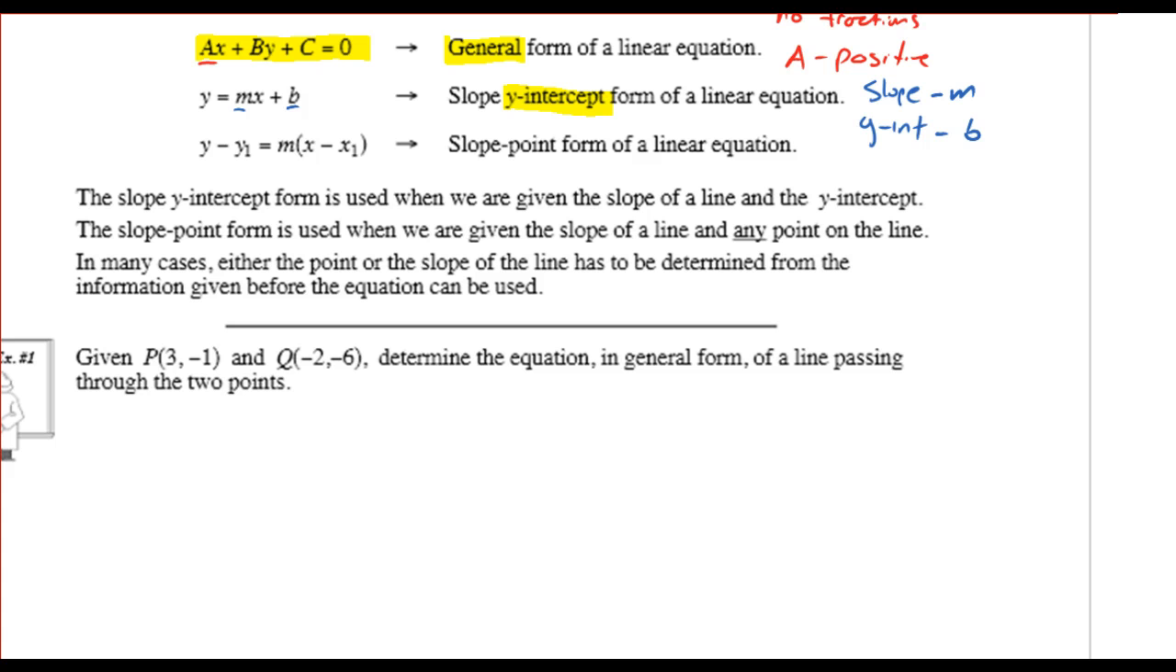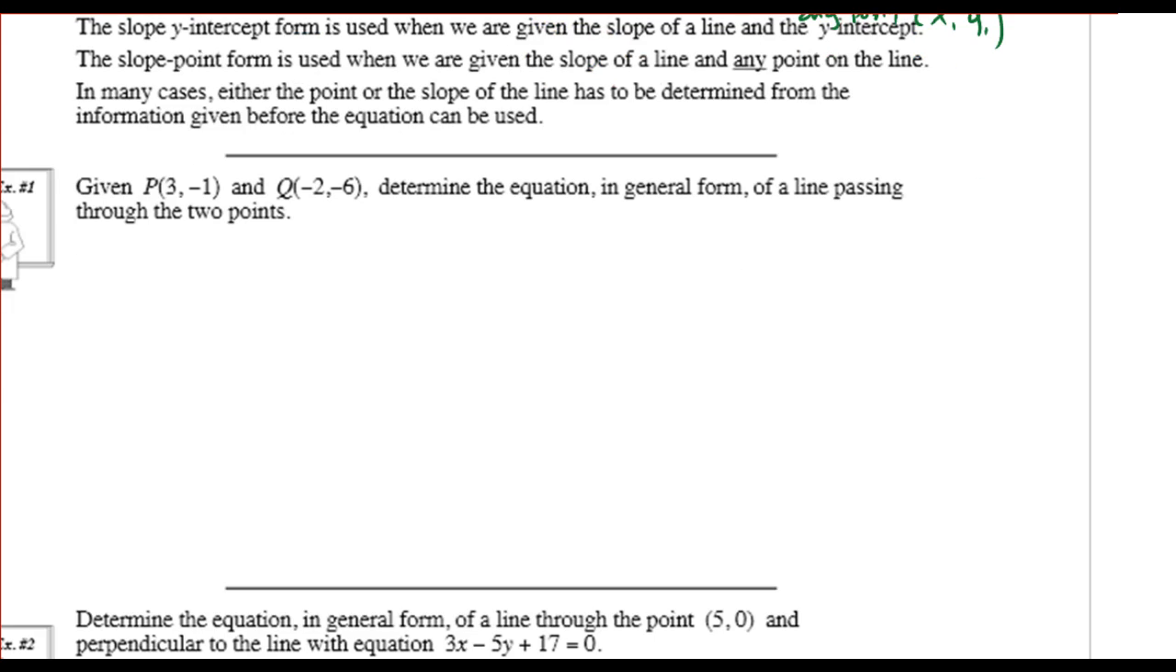Okay, the slope point form is very useful. Okay, because as long as you have the slope, so slope and any other point, which is on here, x1, y1. Okay, you can graph. You can come up with the equation for that. Okay, so let's do a few more examples here.